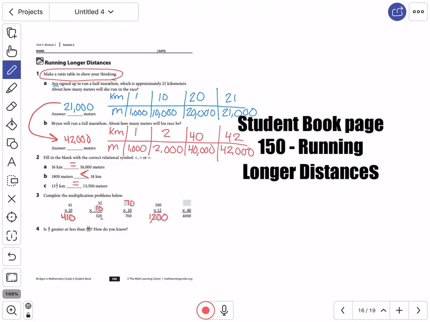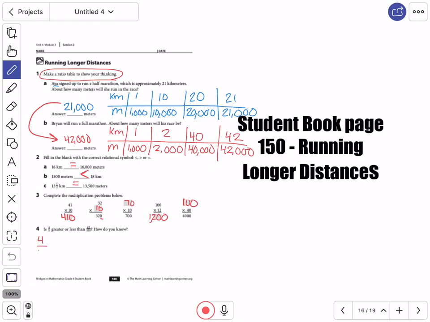And finally, something times 40 equals 4,000. Well, 40 and 40,000 or 4,000 are similar. One of them has 2 extra zeros, which means we multiplied 40 by 100.